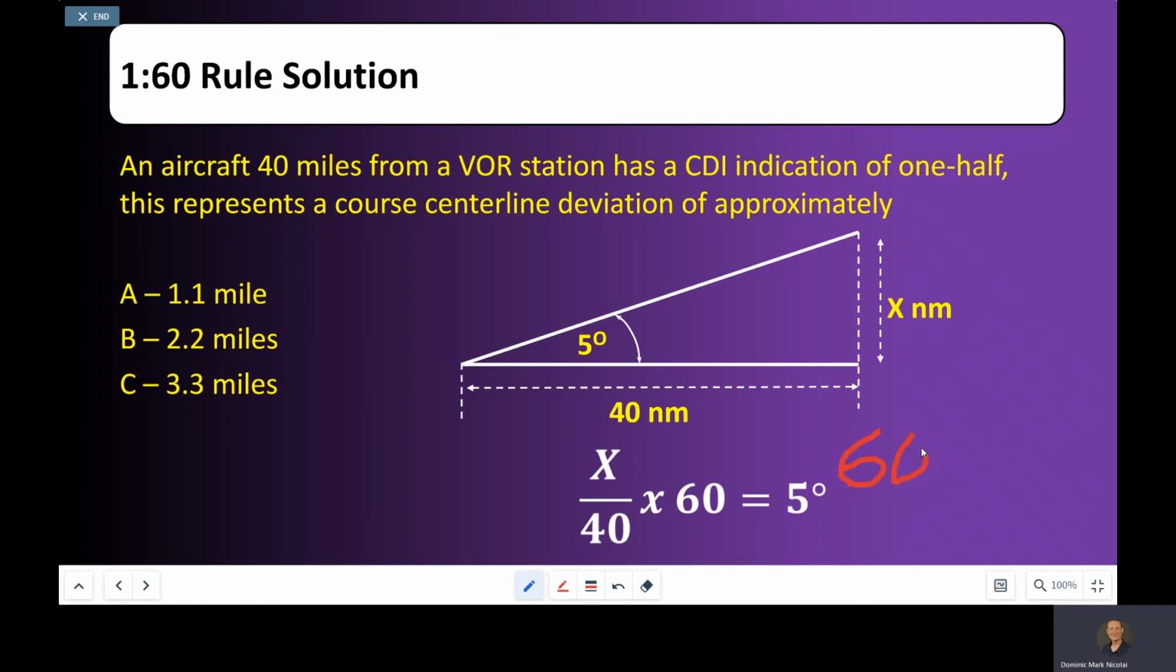So that leaves us with 60x equals 200. Divide both sides by 60. 200 divided by 60, 3.3 miles.